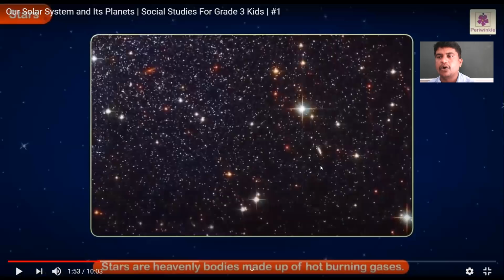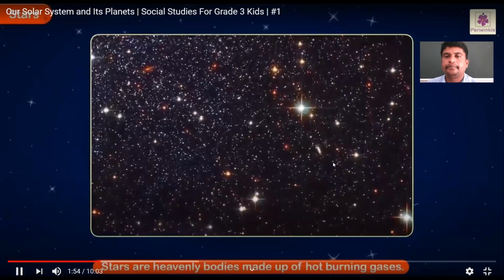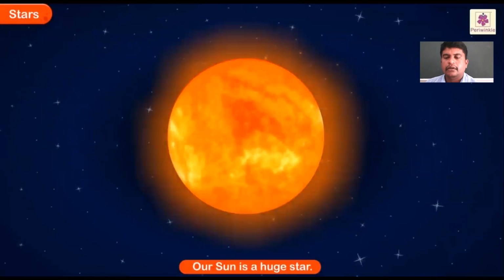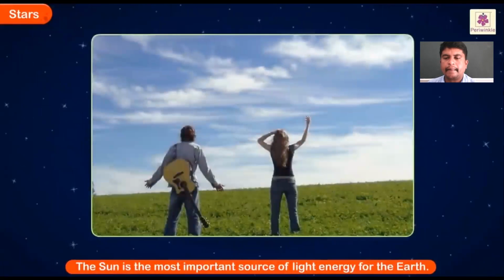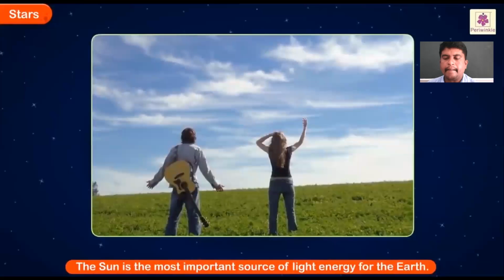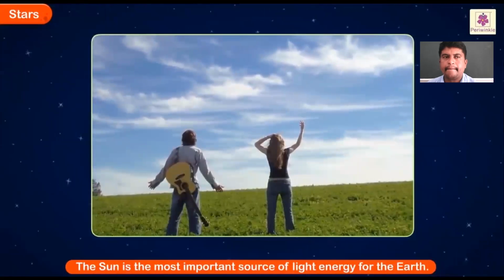Clusters. Am I right? What do we call a group of stars? Yes, we call it clusters. As you already learned, stars are heavenly bodies made up of what? Made up of some hot burning gases. Am I right? Our sun is a huge star. It is the most important source of light energy for the earth.